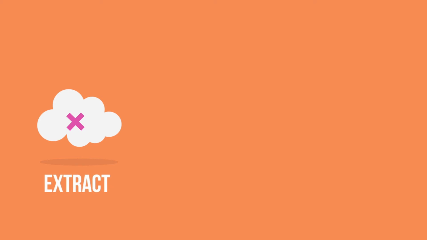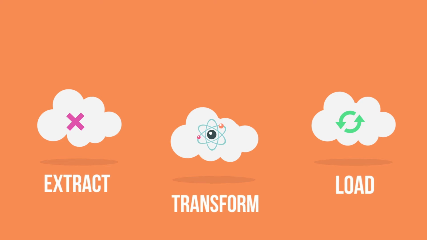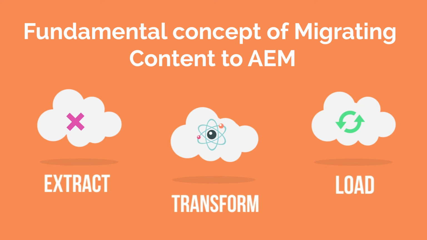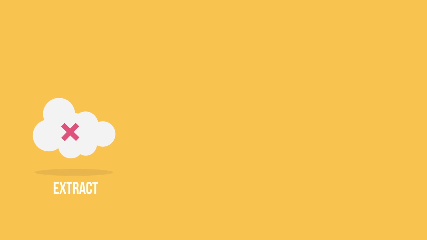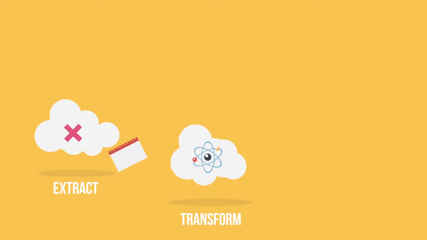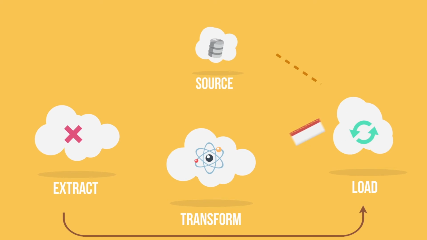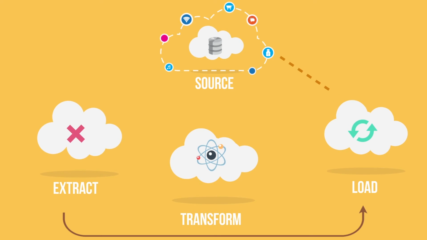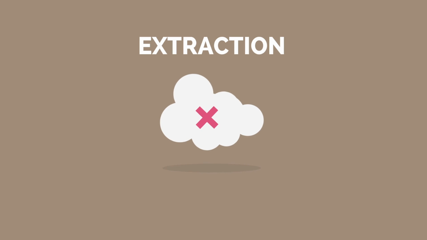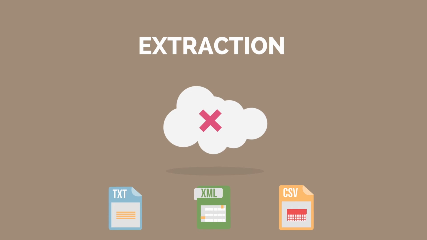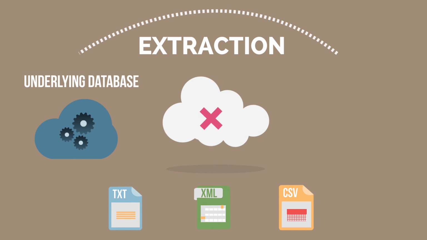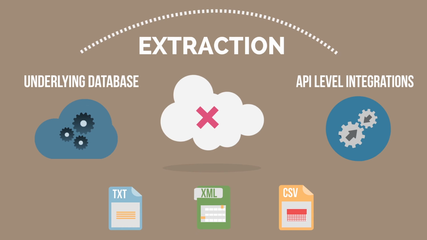The ETL cycle, or the extract, transform and load cycle, is a very fundamental concept of migrating content to AEM. Let us understand it better. ETL tools extract data from heterogeneous or homogeneous resources, transform it to be stored in a similar format for analysis, and load the data into the target source. In the extraction phase, some common ways for content extraction are structured formats such as text, XML, CSV etc., or exposing the underlying database, from which content could be extracted using API-level integrations.